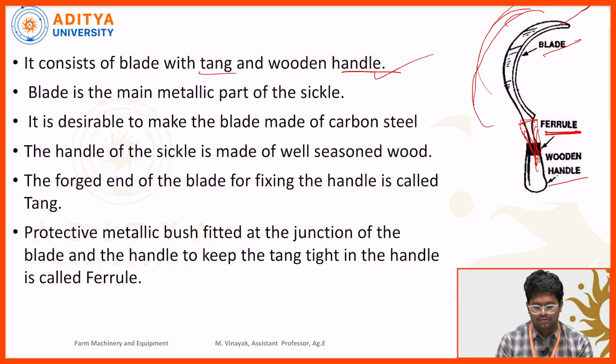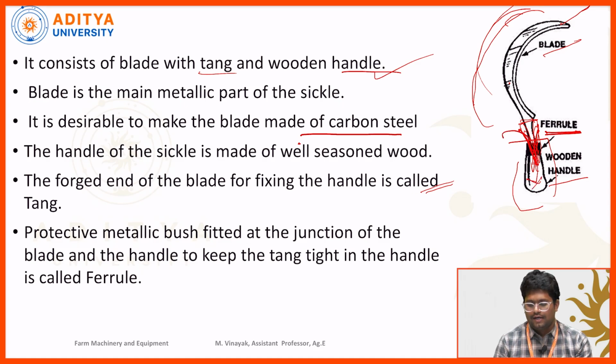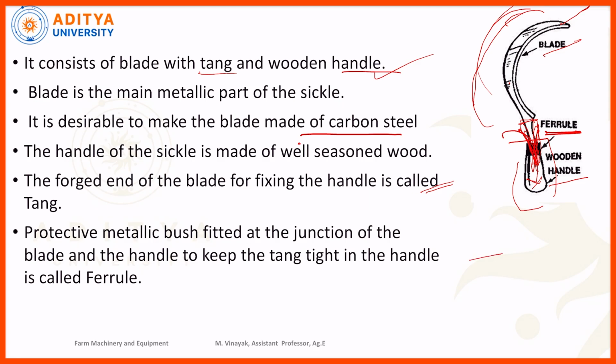It is desirable to make the blade out of carbon steel. So the blade can be made of carbon steel and the handle can be made of seasoned wood. Next, the forged end of the blade that is fixed into the handle is called the tang. This one is a forged end. This forged end is inserted into the wooden handle, and that part is called the tang. The upper part consists of the blade. This one is the forged end, and it is inserted into the handle.